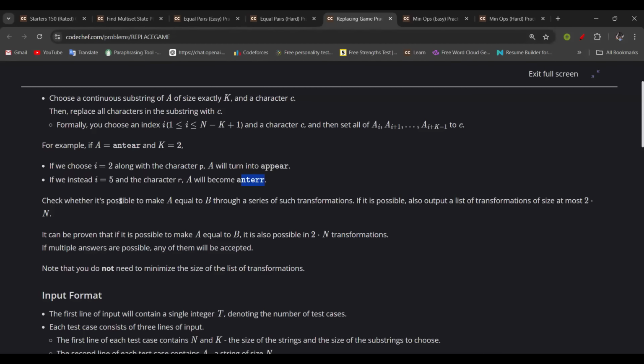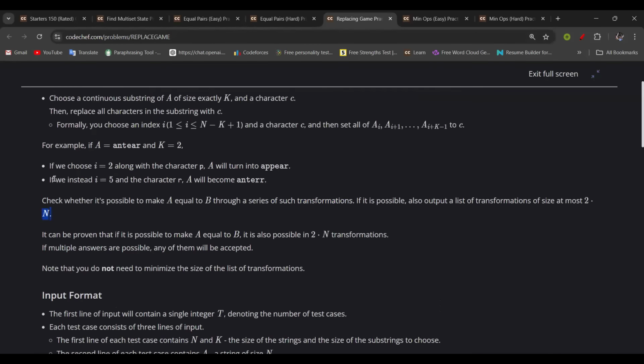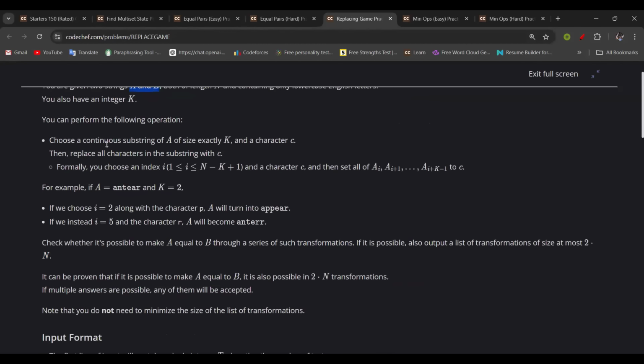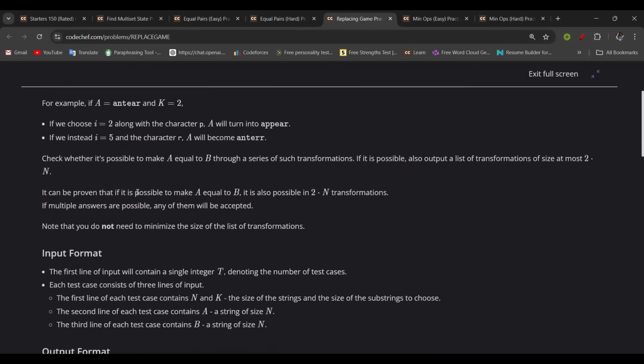Now, check whether it's possible to make A equal to B through a series of such transformations. If it is possible, also output a list of transformations of size at most 2n, 2 times n. So basically you are given two strings A and B, you need to perform these type of transformations on A, and find whether you can transform string A to be equal to string B.